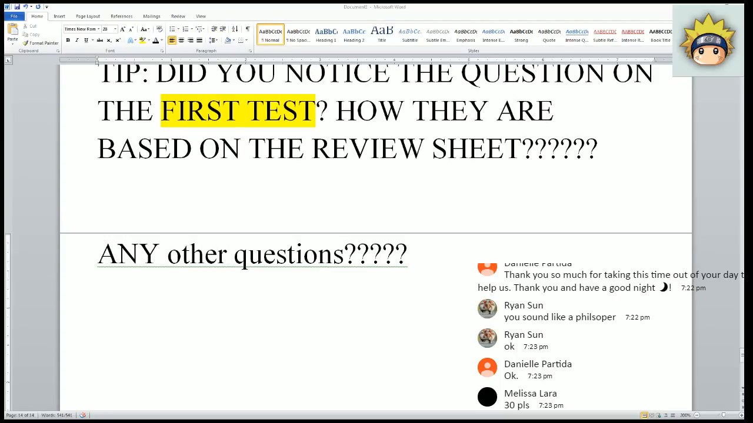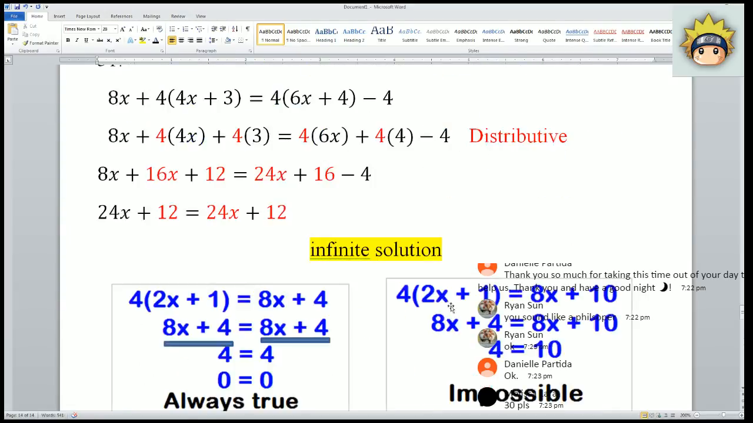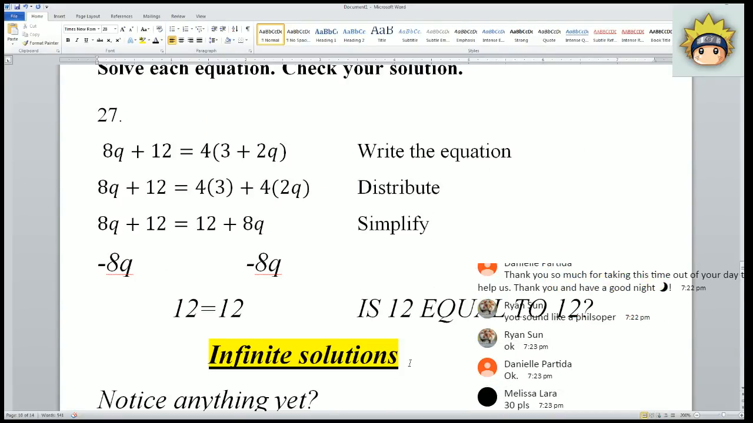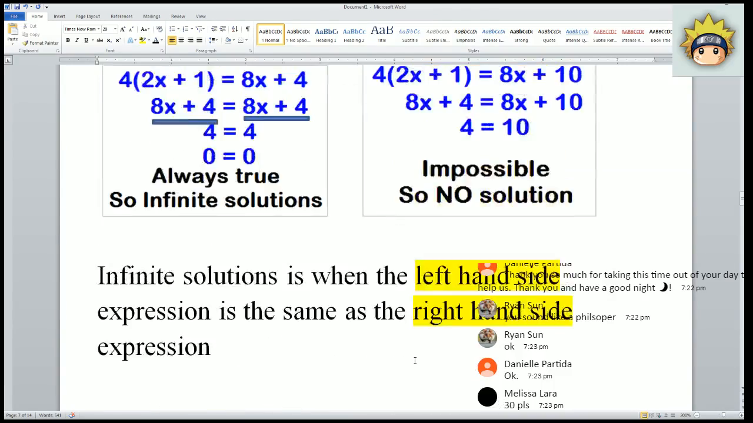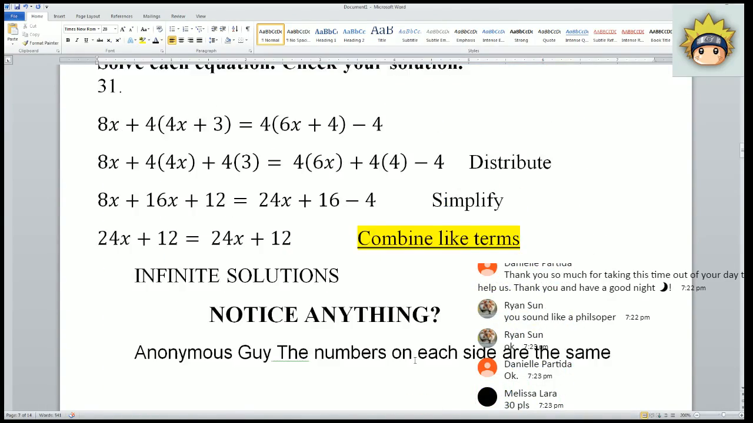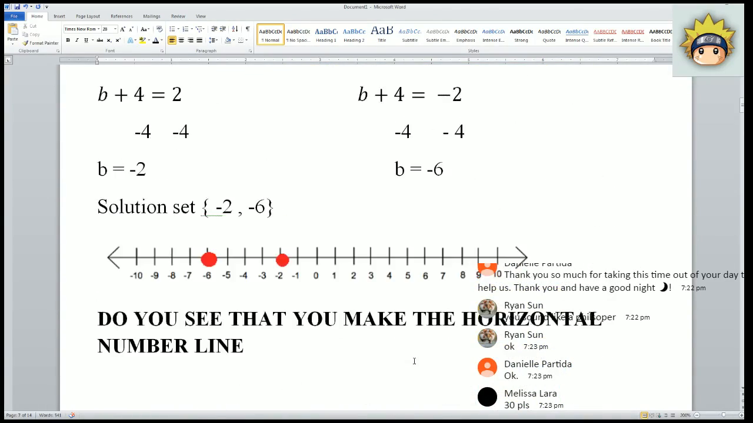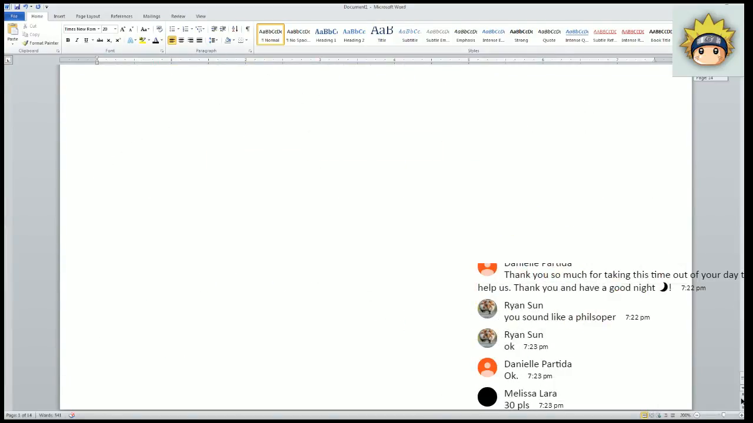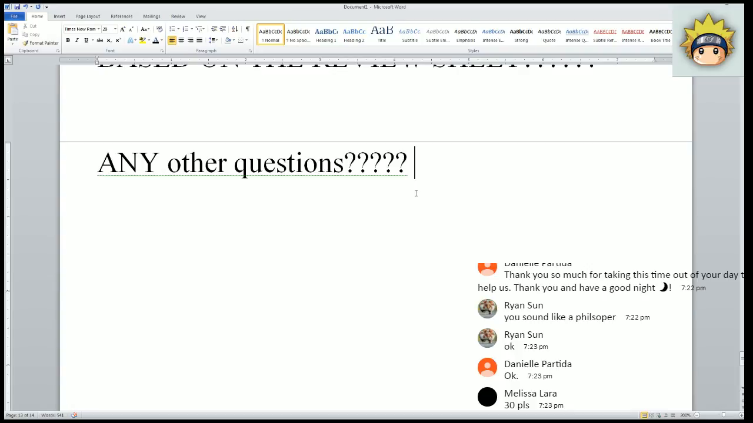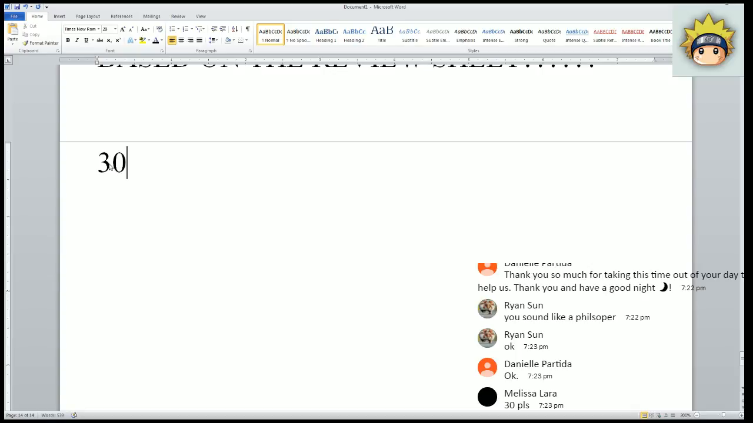$30, please. Okay, let me do 30. I thought I already did 30. Didn't I do 30? I think I did 30. Hold on, let me see. Did I do 30? Huh, I did not do 30. Okay, I can do 30 if you would like. Right. Number 30.